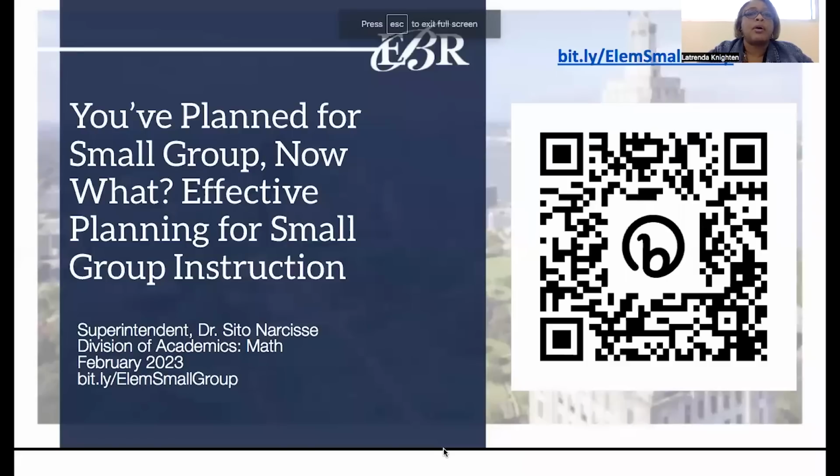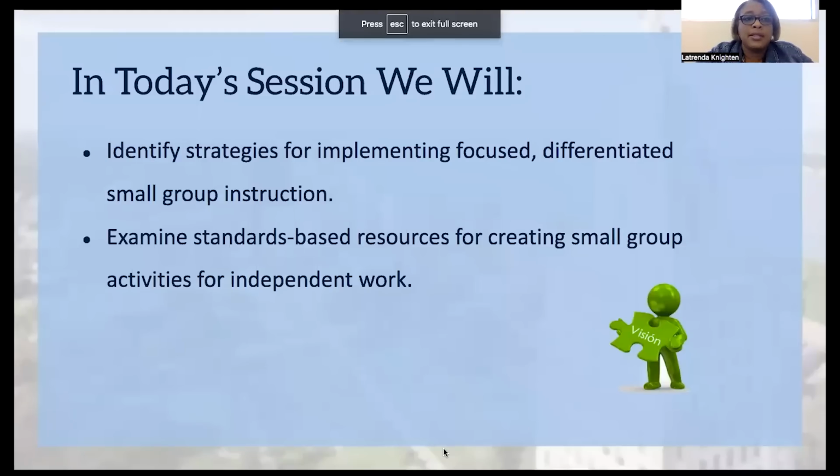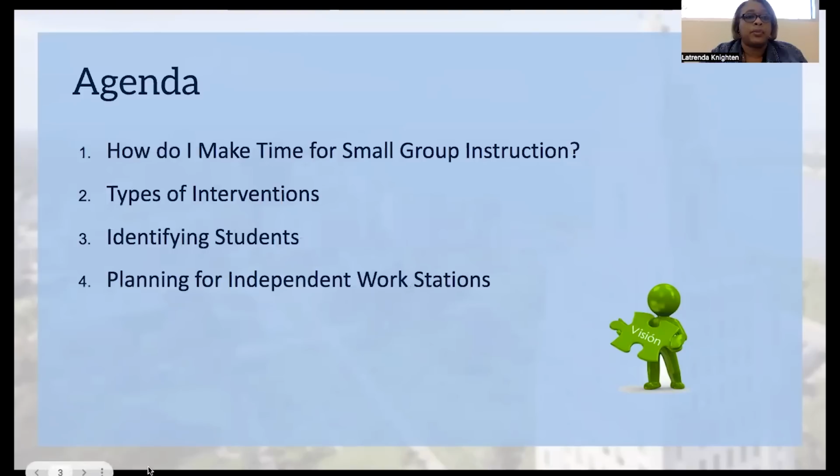So what are we going to do? In this session, we're going to identify strategies for implementing focused, differentiated small group instruction. We will examine standards-based resources for creating small group activities for independent work. So we want to find out what are those things we can use for our students when they're working independently, as well as when they're working with the teacher-led groups.